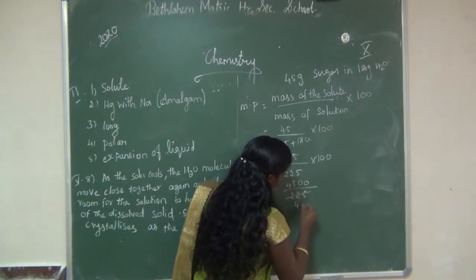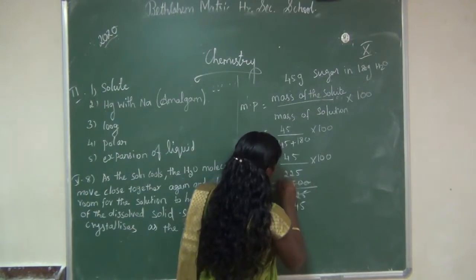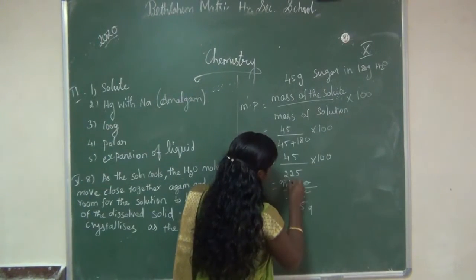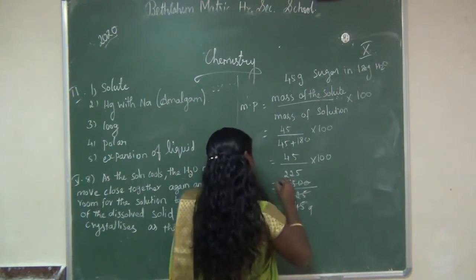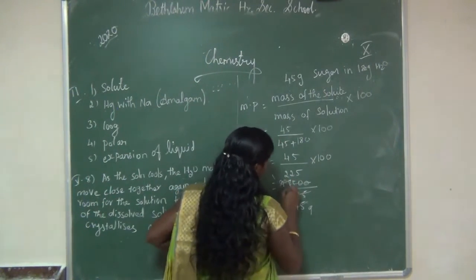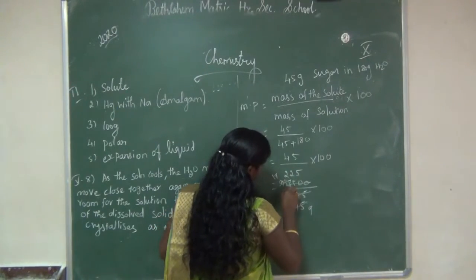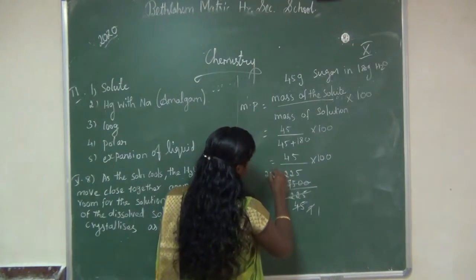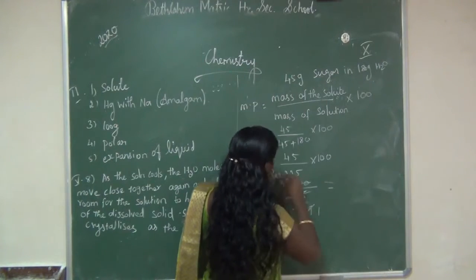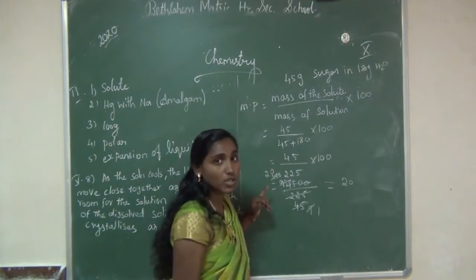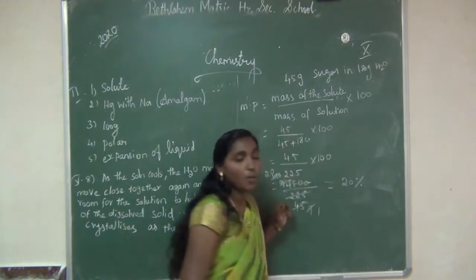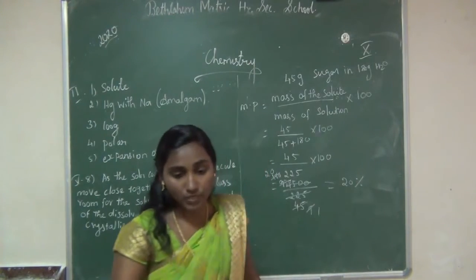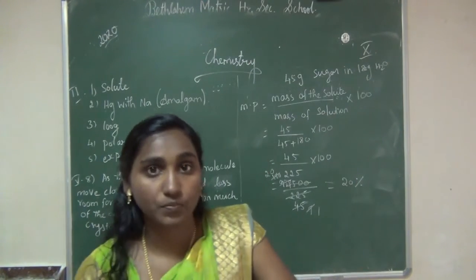4 5s are 20 and 5 5s are 20. One 9 is 9, then 2 9s are. So we will get the answer, 20 what? 20%. Because we need to find out the mass percentage. So 20% of sugar. Okay, this is the answer. Note it.